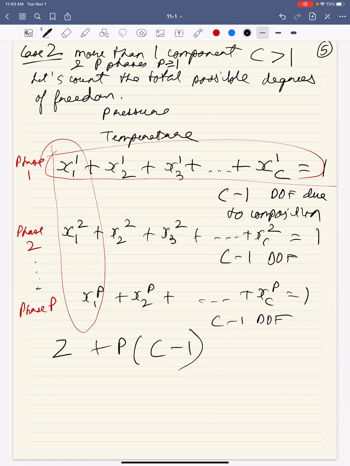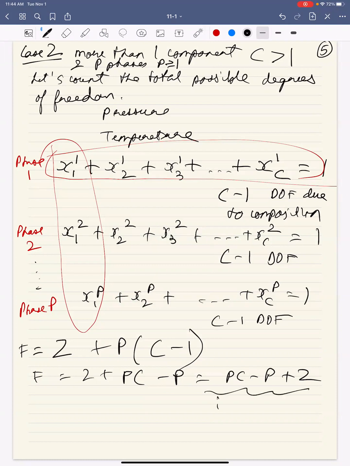So if we were to just think of this as F, what would we get? We would get F is equal to 2 plus PC minus P. That doesn't look like our Gibbs phase rule, right? We would get F is equal to PC minus P plus 2. But our Gibbs phase rule is F is equal to C minus P plus 2. So we haven't subtracted out the number of constraints yet, right? So we need to write down the number of constraints, just like we did for the previous problem, equating the chemical potential, okay? And then we will find out that it works out nicely.